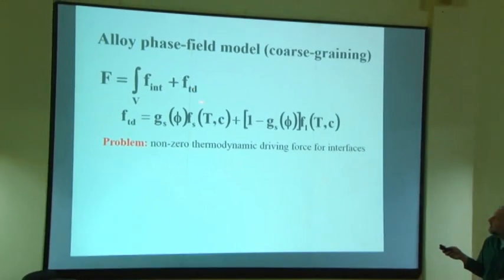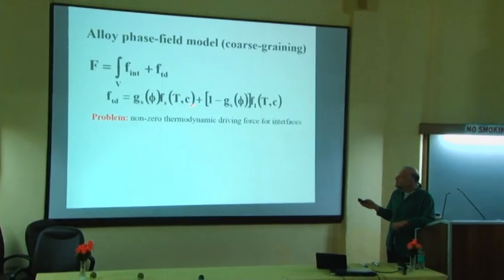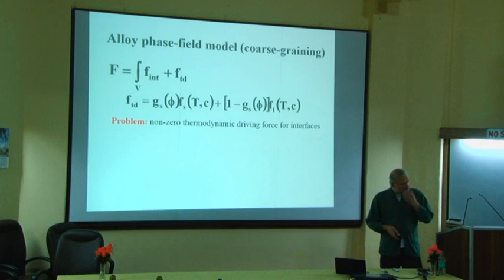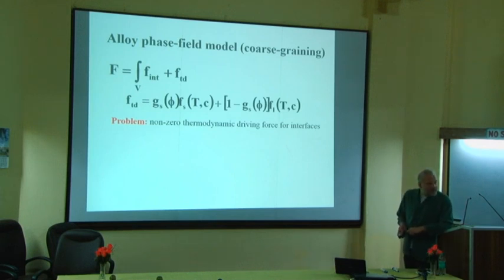And this is just, I did like this yesterday, the solid free energy now as a function of temperature and composition, multiplied by this interpolation function here, which is 1 in the solid and 0 in the liquid. And here's the liquid free energy multiplied by 1 minus g, which is 1 in the liquid and 0 in the solid. So as I've said yesterday, this is just an approximation of the two-phase bulk free energy. So this is the solid free energy in the solid domain plus the liquid free energy in the liquid domain, right? So that was the first model that was written down, but there is a problem with this.